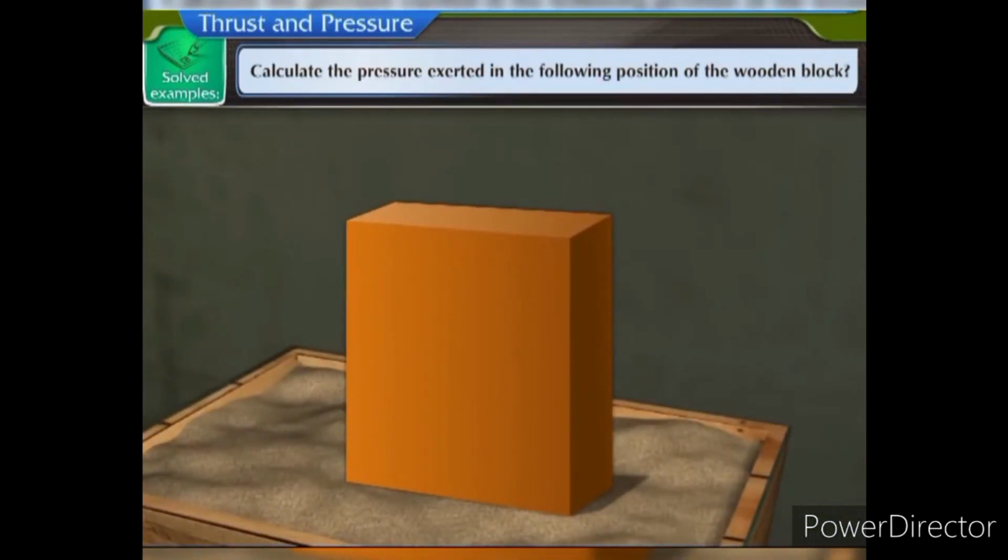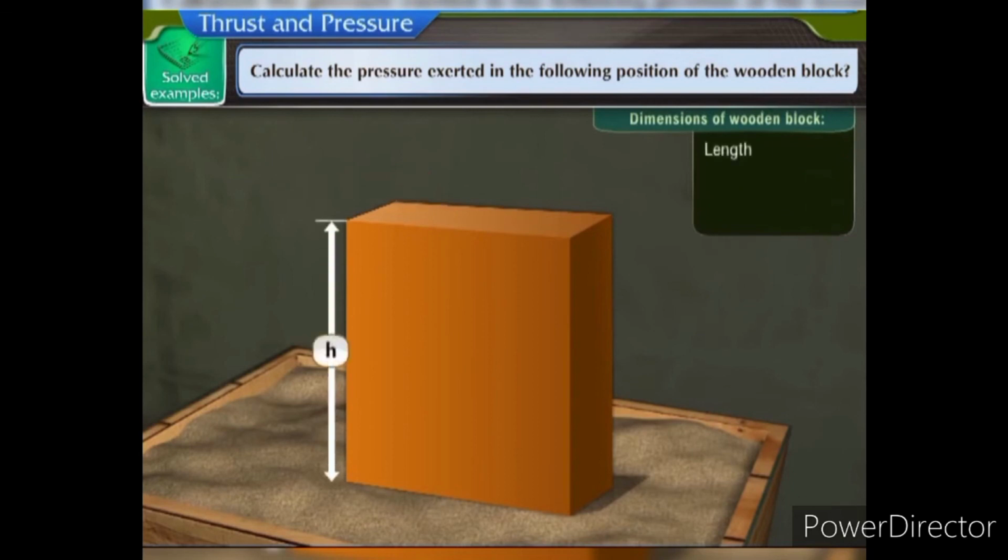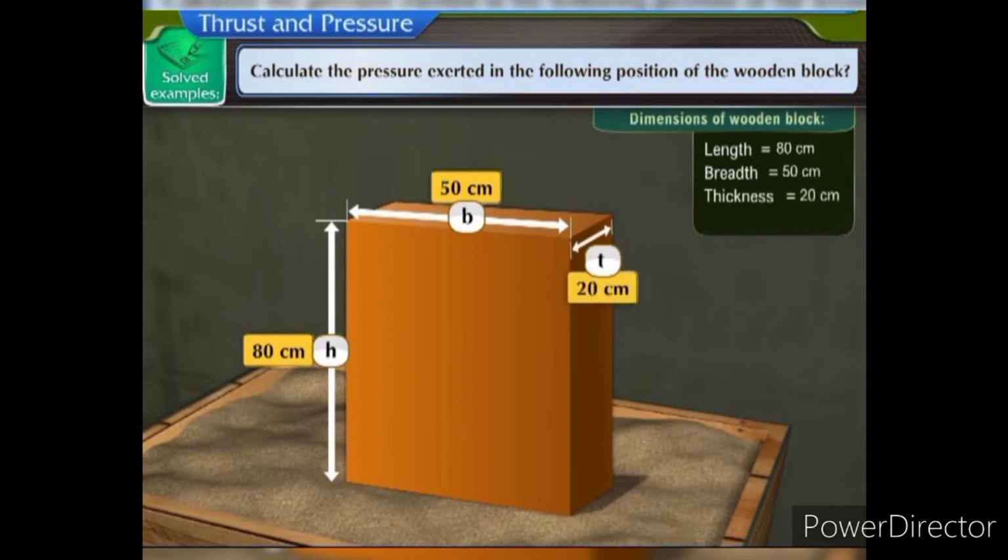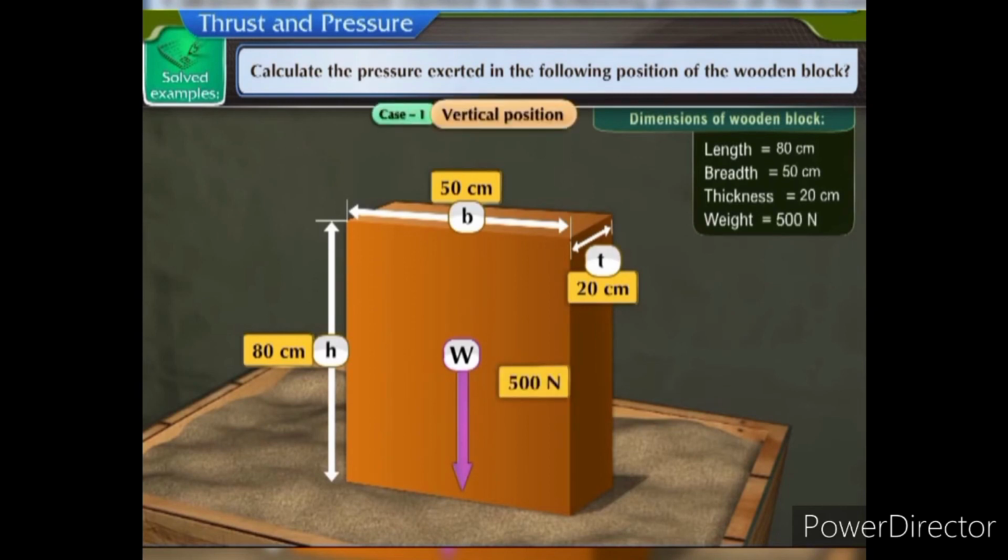Let us solve some problems to understand the effects of thrust acting on different areas. 1. Calculate the pressure exerted in the following positions of a wooden block. The dimensions of the block are shown in the figure. From the figure, the length of the wooden block is 80 centimeters, breadth is 50 centimeters, and the thickness is 20 centimeters. The weight of the block is 500 Newton. Let it be kept in vertical position.